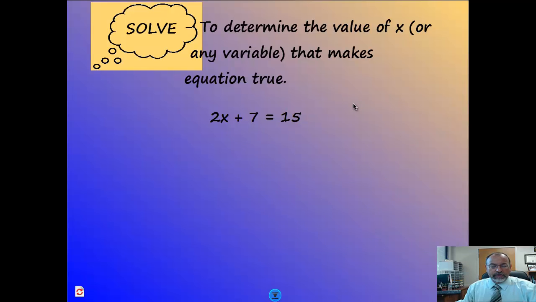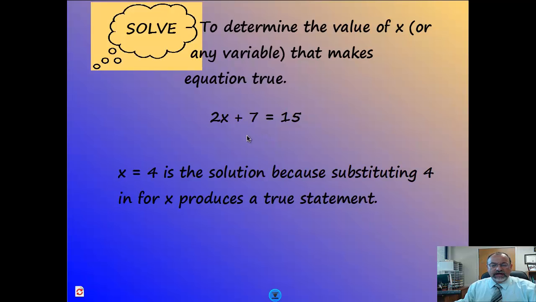And this is a linear equation, and this is fairly simple to solve by simply applying our properties. So we would subtract 7 from each side, and we would solve and find out that the value of x should be 4. And 4 is the solution because if I were to substitute 4 in for x, this statement would be true. The left side would be of equal value to the right side. They would both be 15. So that's what solve means, to determine the value that would make the expression true.